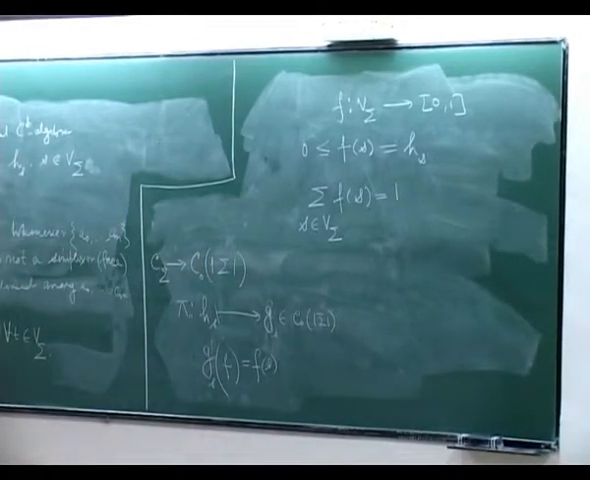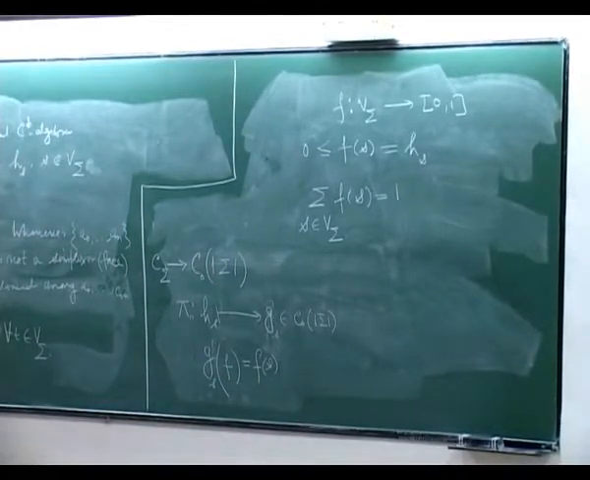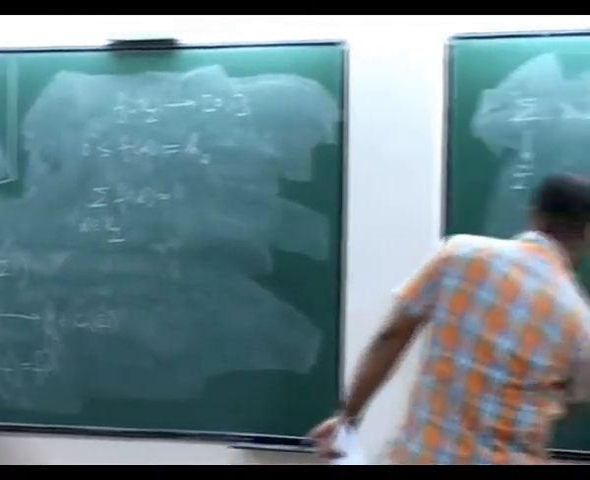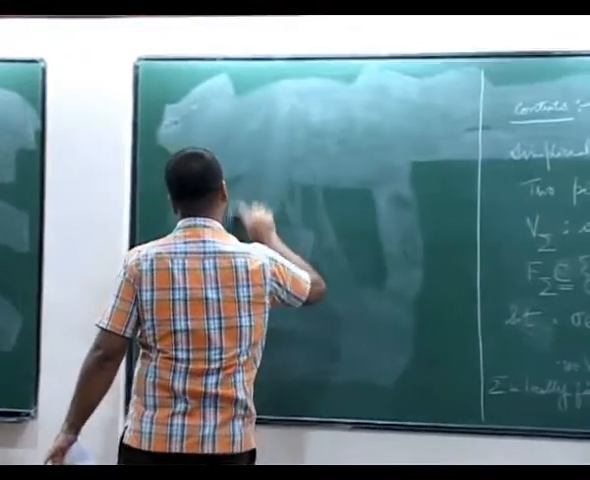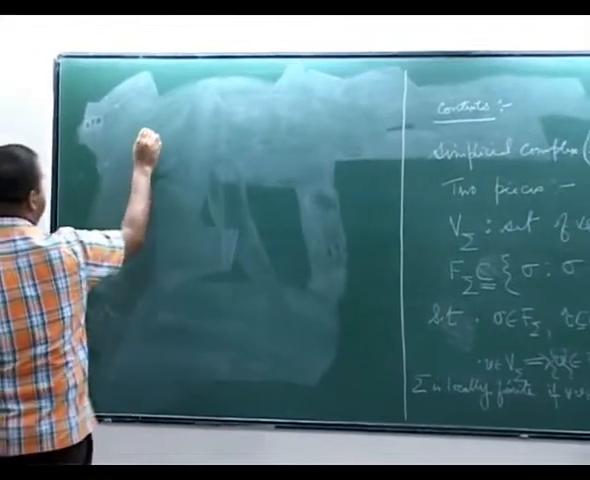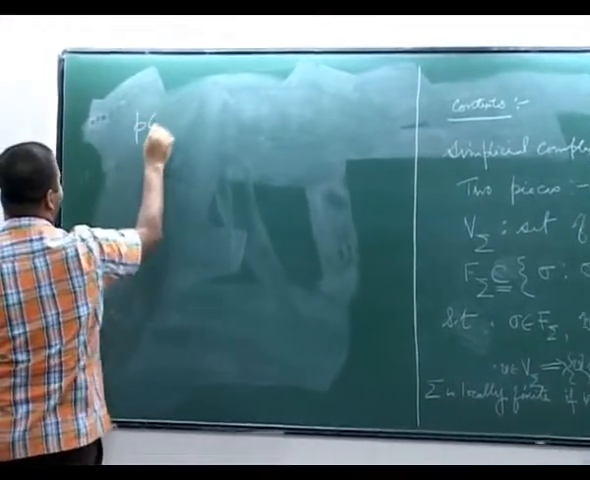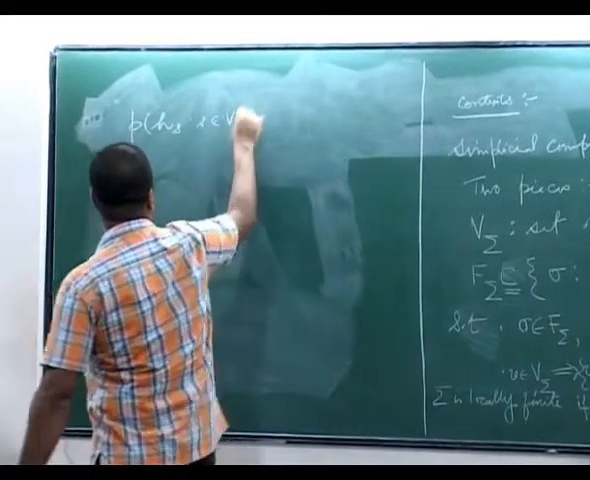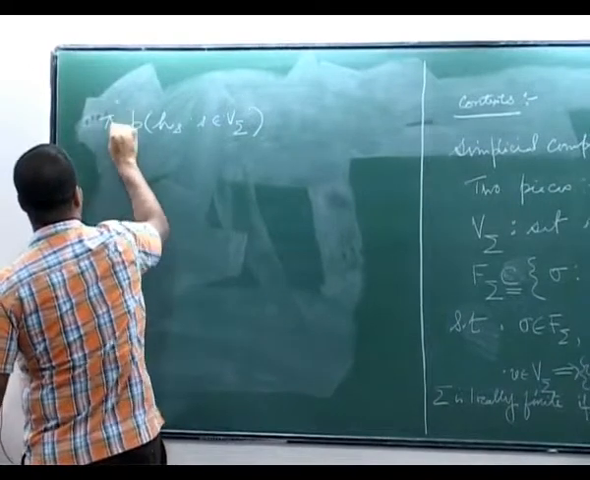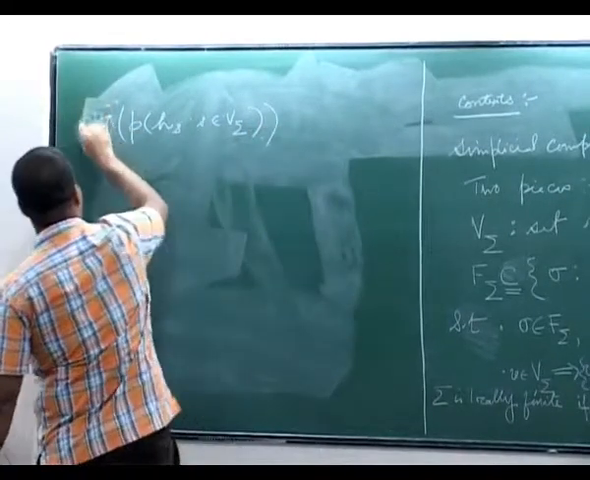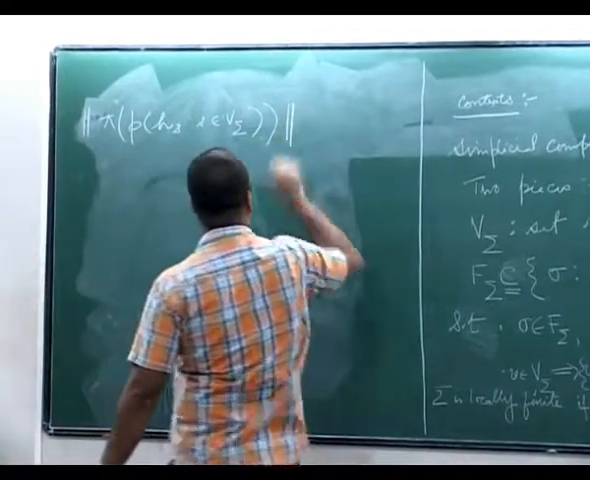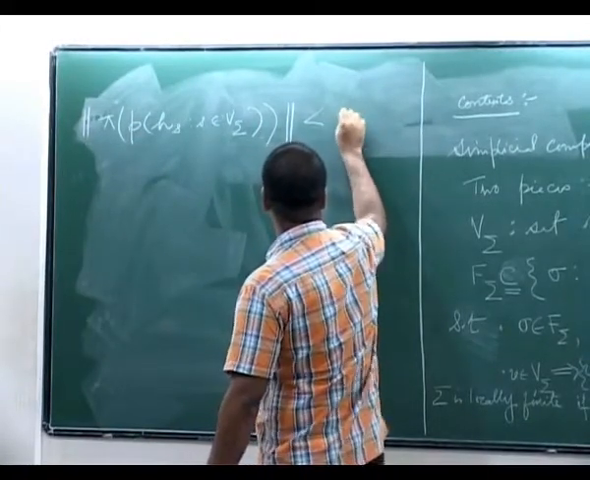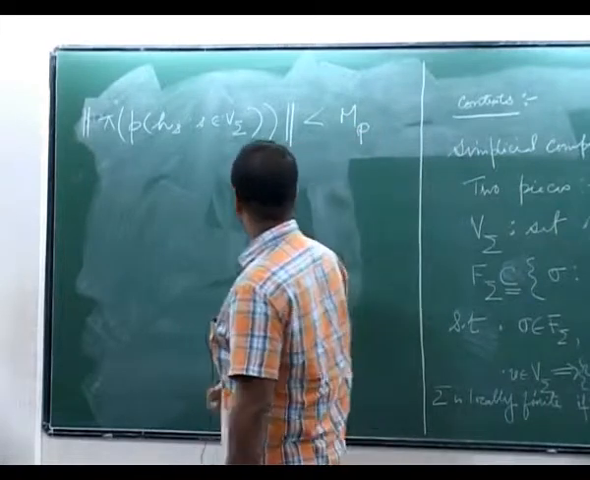So this shows that the class of representations is non-empty, and of course then comes the question of boundedness. If I take a polynomial or non-commutative polynomial in the entries, say P of HS, then if I look at pi of this and the norm of that, I want to prove that this is bounded. So there is some bound depending upon this polynomial alone.